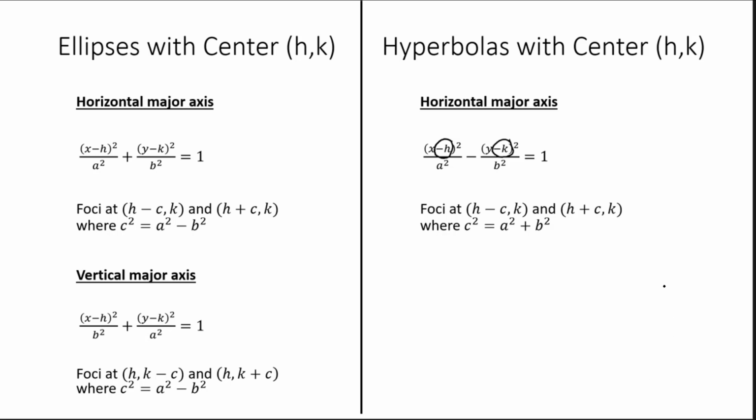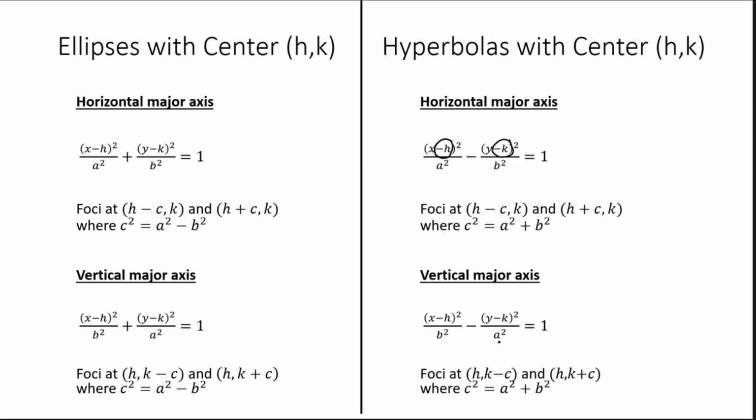And then if the major axis is vertical, still the same idea. Whatever is with the x term will give us the x component of the center, and whatever's with the y term in parentheses will give us the y component of the center. So whatever's with x gives us the x value, whatever's with the y gives us the y value. And again, for the foci, we just add and subtract c from the y component of the center. That'll give us the foci.